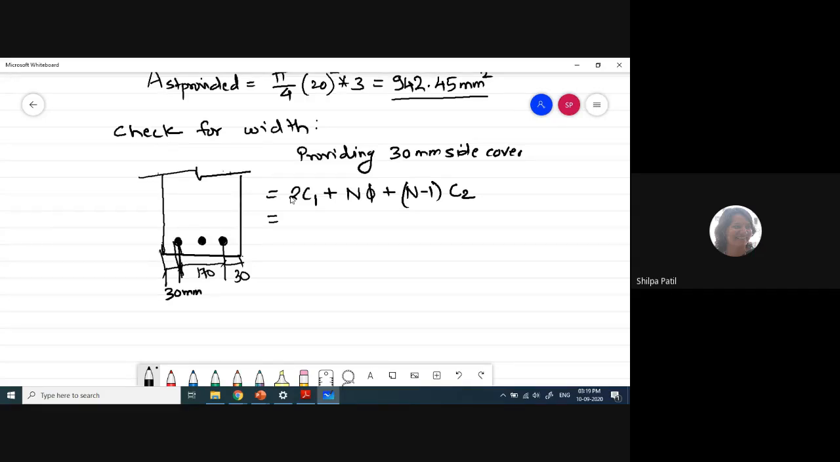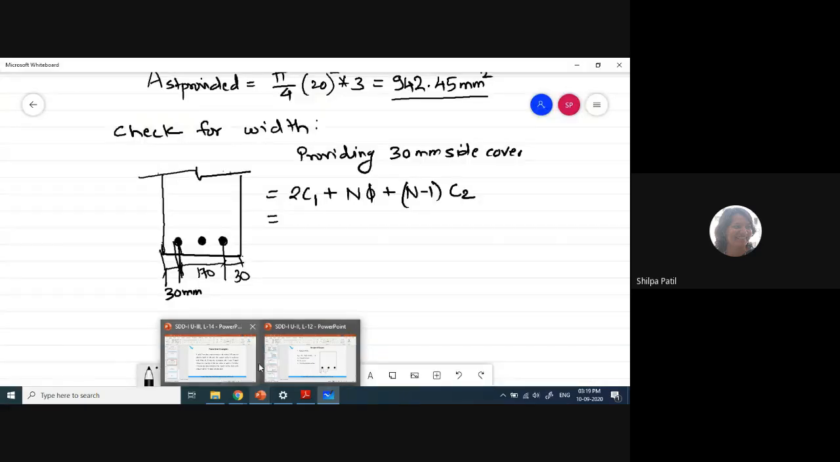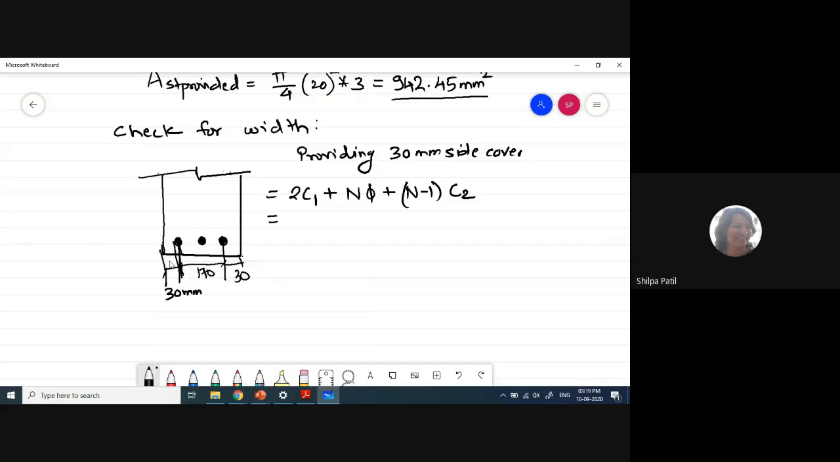C2. Ma'am, in the diagram, C1 is shown from the end. C1, okay, let me check the diagram. Wait. C1 is shown from the end. Correct. Now diameter we have considered completely. Right. It is correct. So this should be from the clear side. This is a clear cover. Fine. All right.